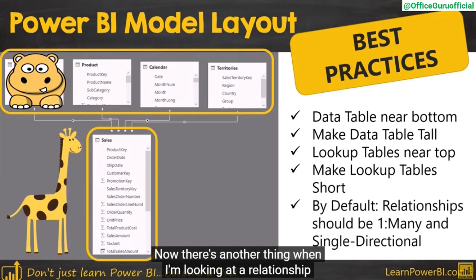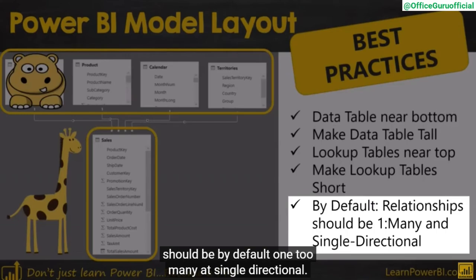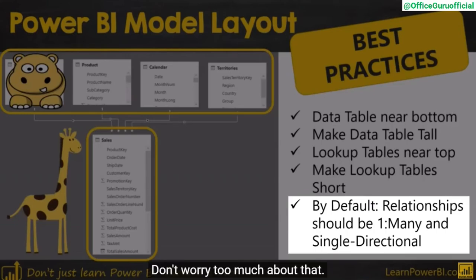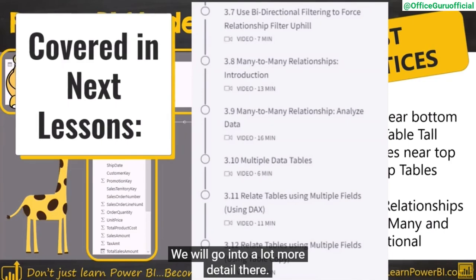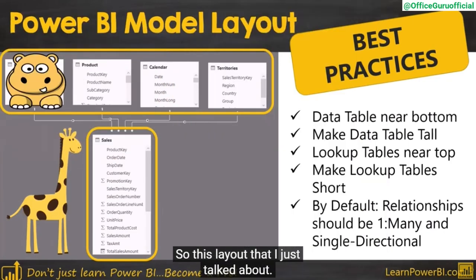Now there's another thing that I look at when I'm looking at a relationship view, which is that the relationships should be by default one-to-many and single directional. Don't worry too much about that. We will go into a lot more detail there. Now, there is one tip that I would like to share though. So this layout that I just talked about.